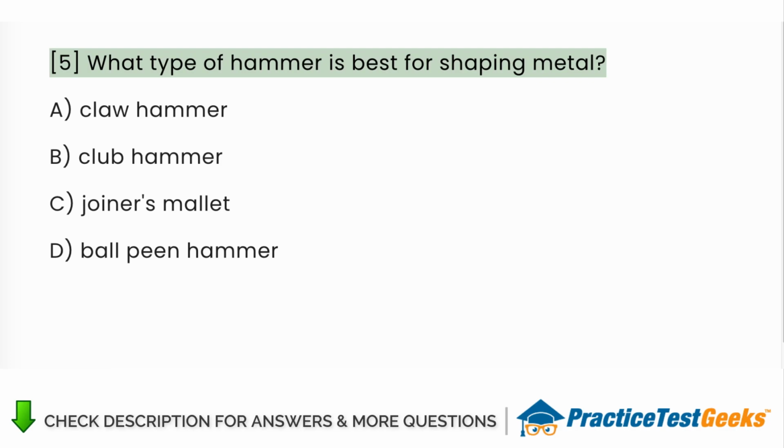What type of hammer is best for shaping metal? A. Claw hammer. B. Club hammer. C. Joiner's mallet. D. Ball-peen hammer.